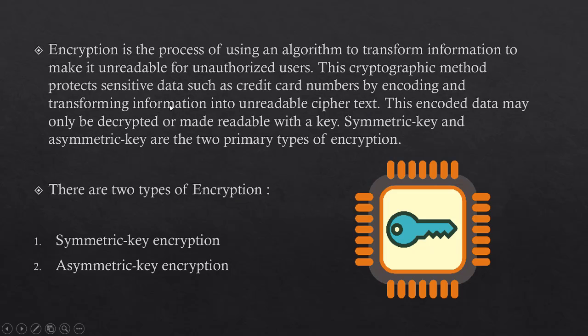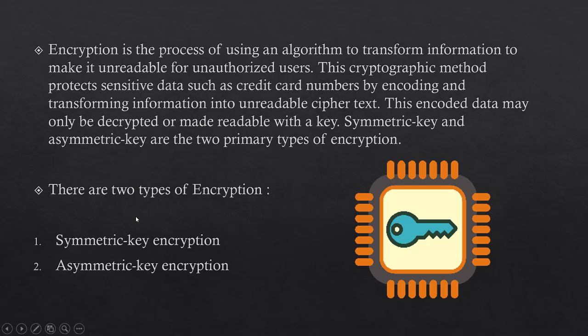Encryption is a process of using an algorithm to transform information to make it unreadable for unauthorized users. This cryptographic method protects sensitive data such as credit card numbers and passwords by encoding and transforming information into unreadable ciphertext. Ciphertext is nothing but an unreadable format of encoded data. This encoded data may only be decrypted or made readable with a key. Symmetric key and asymmetric key are the two primary types of encryption.